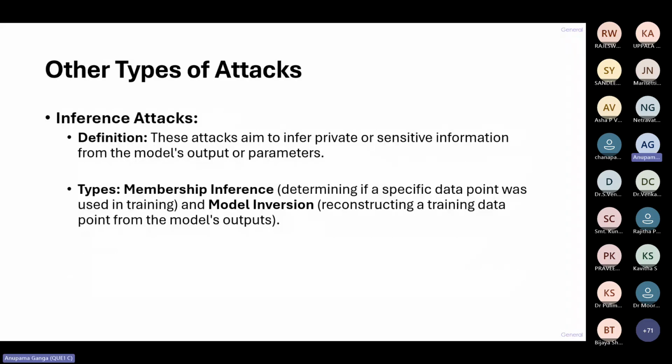One more precaution that can be taken is watermarking. Watermarking is like embedding a unique signature or watermark into the model's predictions. So if there is any unauthorized use, that can be detected. Okay.